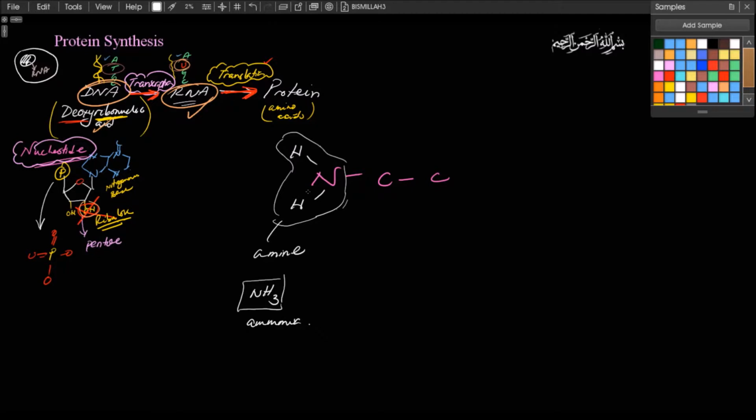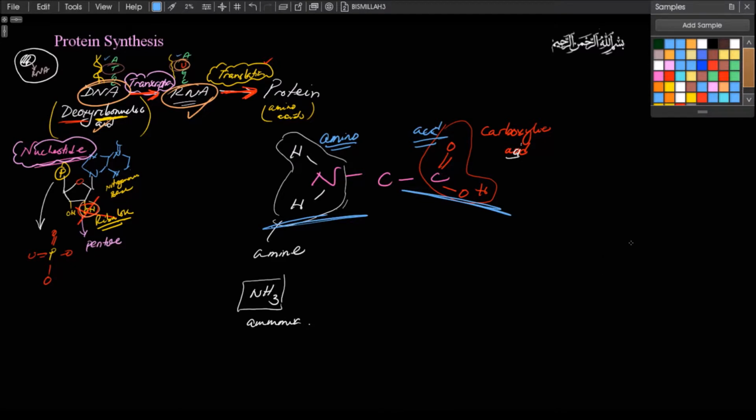Okay, so an amino acid has an amine group, and then on the other side it has an acid group. Here is the acid group like this. So this is a carboxylic acid, if you want to sound fancy. For our purposes, it's the acid group of the amino acid. So this is the amine part of the amino acid, the amino group, and this is the carboxylic acid or acid group, and that's why it's called an amino acid.